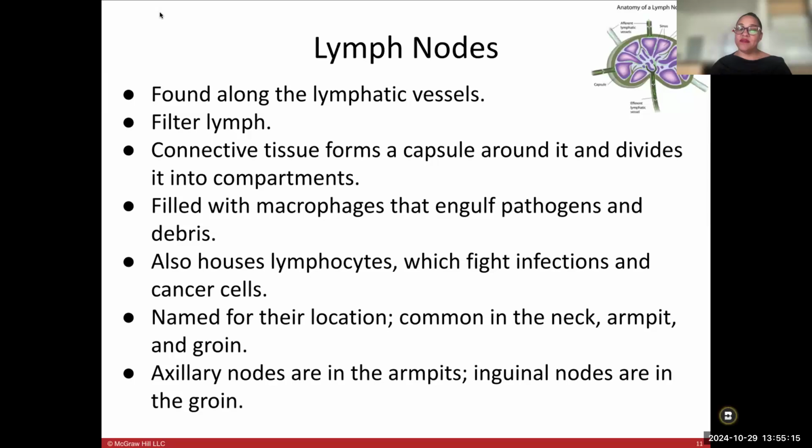They are named for their location. They're very common in the neck, armpit, and groin. The axillary nodes are in the armpits, inguinal nodes are in the groin. That's why when you get sick, your doctor will feel along your neck right here. Because when you're sick, your lymph nodes will swell and you have a collection of them right here. So it's easy to tell if your lymph nodes are swollen or not.